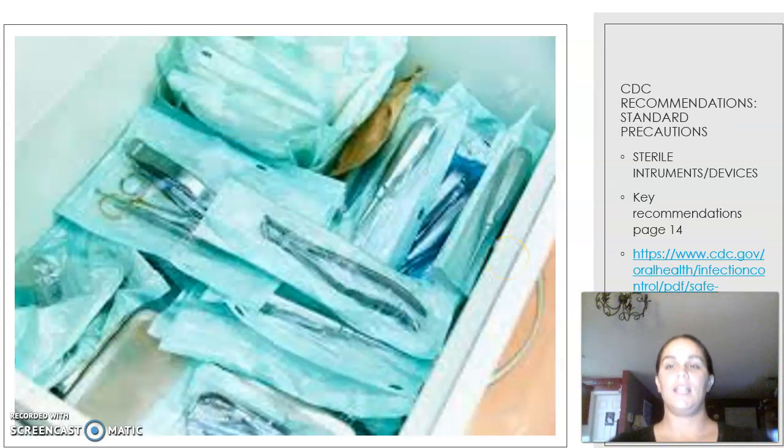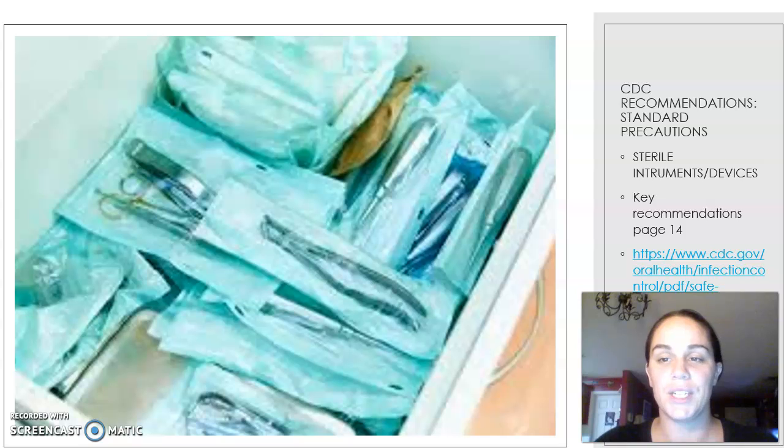All right. CDC recommendations and standard precautions for sterile instruments and devices. The key recommendations are on page 14 of the link provided, and I'll be going over the key recommendations. Clean and reprocess reusable dental equipment appropriately before use on any patient. Clean and reprocess reusable dental equipment according to manufacturer instructions. Assign responsibilities to the dental healthcare personnel with the appropriate training.